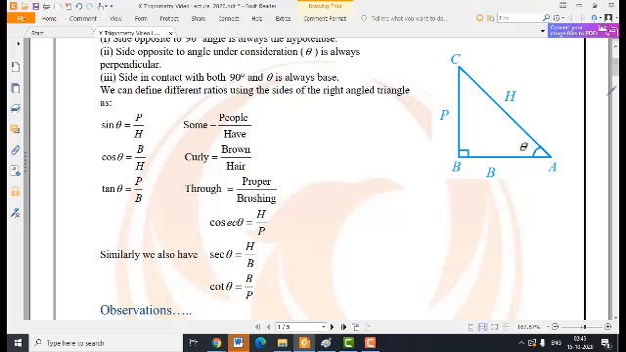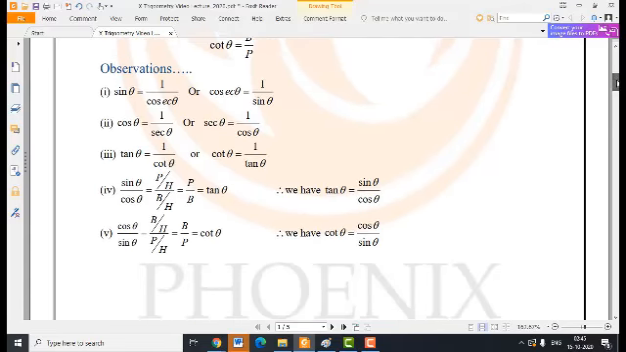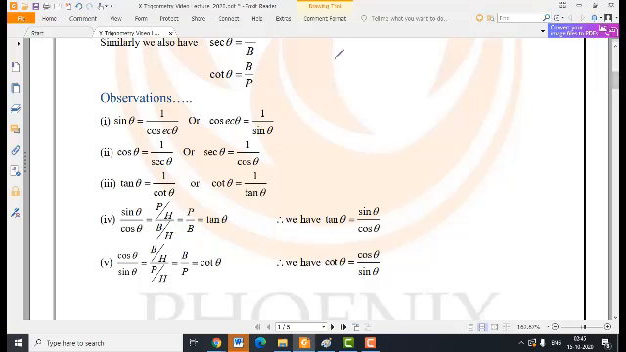Now, based on the theory that we have discussed so far, there are some important observations which we must remember in order to understand the concept in more depth. If we talk about sine theta, we have defined sine theta as perpendicular upon hypotenuse, and cosecant theta is nothing but hypotenuse upon perpendicular. Based on these two, we can say that sine theta and cosecant theta are reciprocals of each other. So this is my first observation, that sine theta is equal to 1 by cosecant theta, or I can say that cosecant theta is equal to 1 by sine theta, one and the same thing, or vice versa.